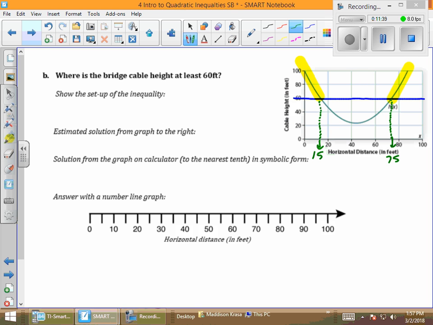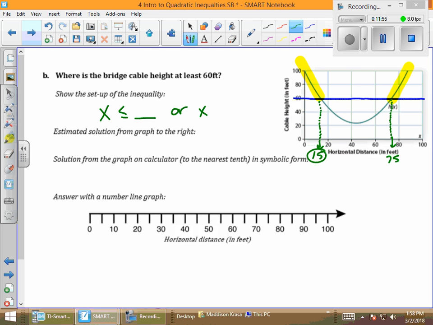75. Yeah, 75 is good. Okay, that's rough, but it's good. All right, so if we're looking at this 15, and we want to go less than that, our setup would be x is less than or equal to some number. Okay, we'll get to the 15 here in a second.